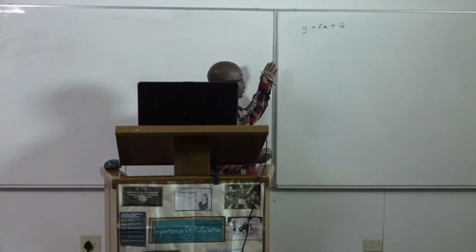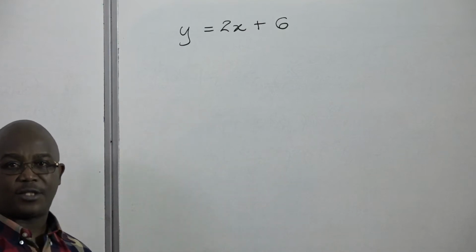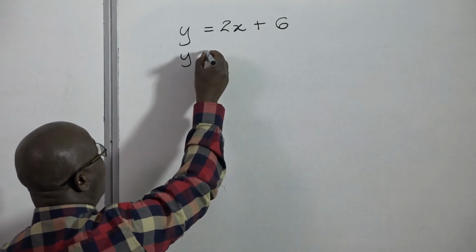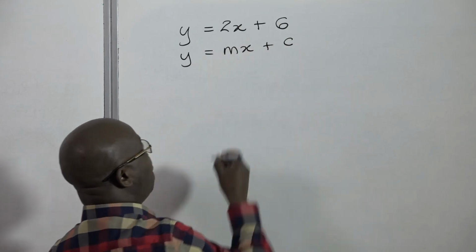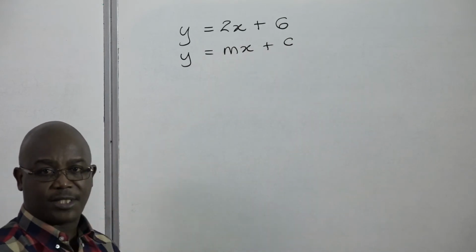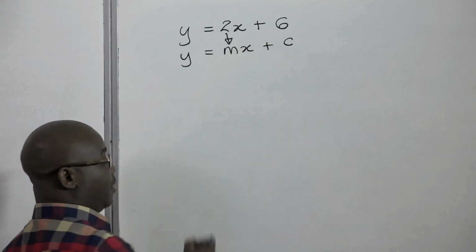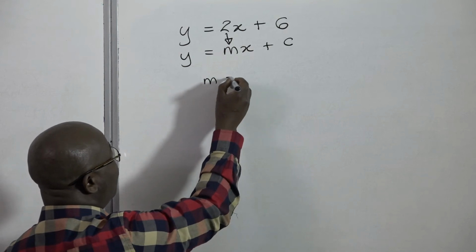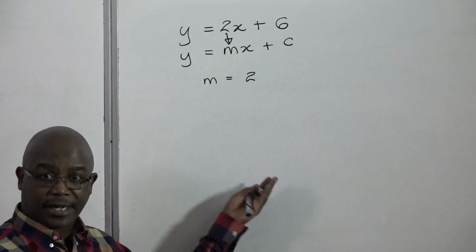We are given the equation y is equal to 2x plus 6. This is quite straightforward because the equation is written in the form y is equal to mx plus c. So straight from this equation, we can see that 2 is the gradient. So already without any calculation, m is equal to 2. So we now already have the gradient.